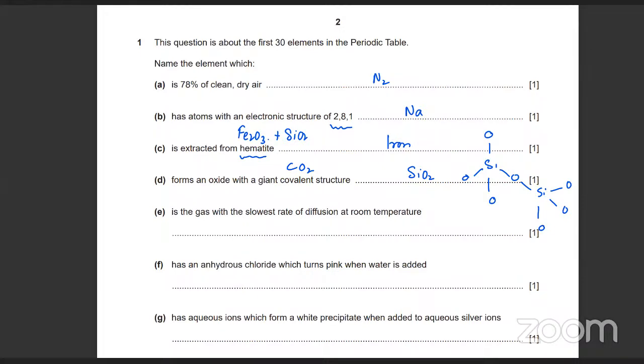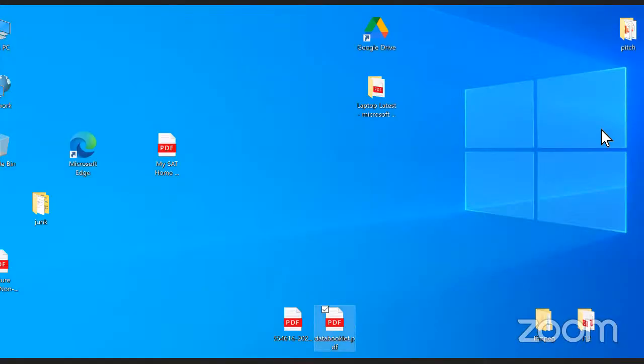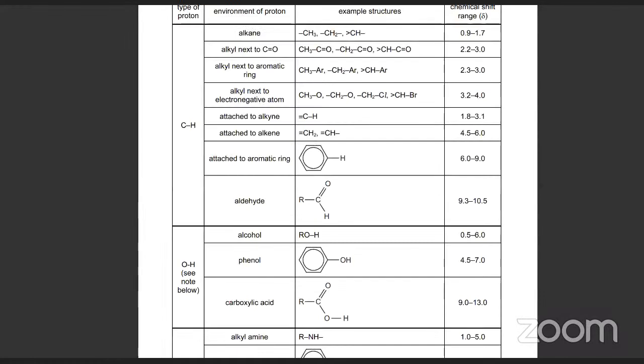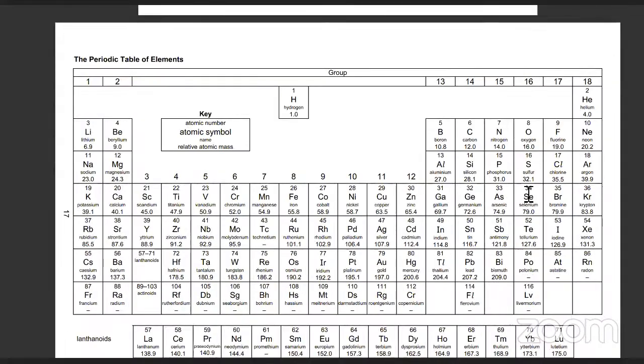Which is the gas with the slowest rate of diffusion at room temperature? In the first 30, which gas will it be, which element? It will be the one with the highest, largest Mr. Just a second. Hold on 1 second. So first 30, where does the 30 end? 30 ends over here. So it will be argon. Argon is the one, that's the gas.